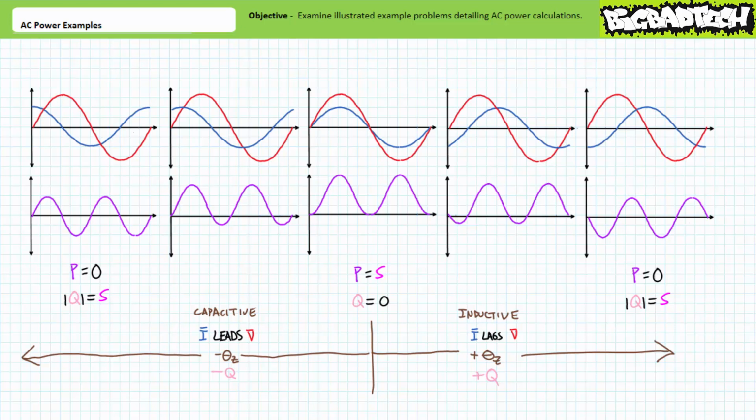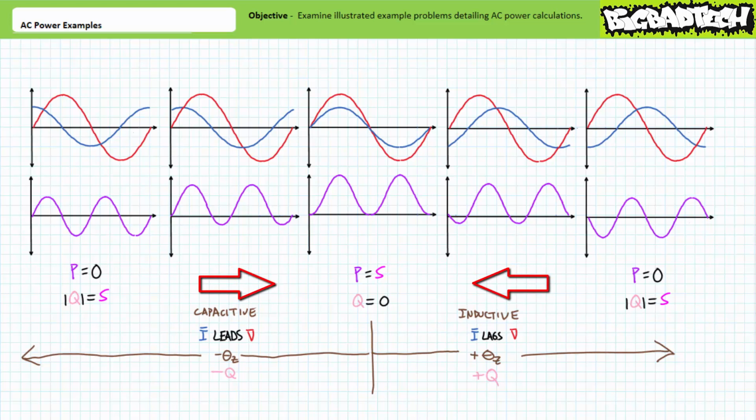In between these extremes is where the magic happens. Note as current increasingly leads or increasingly lags voltage, less apparent power will be directed towards real power, since more of it will be directed towards a reactive interchange.